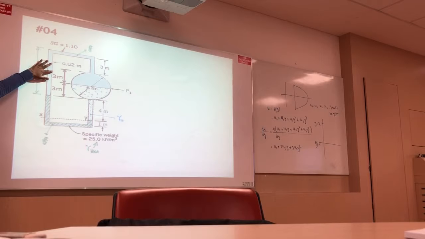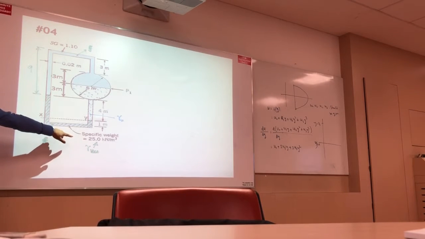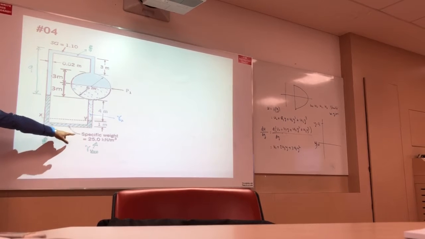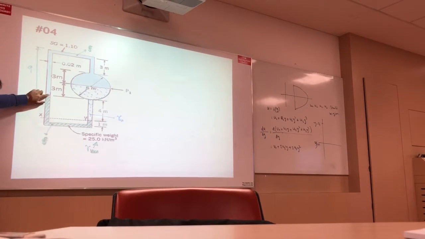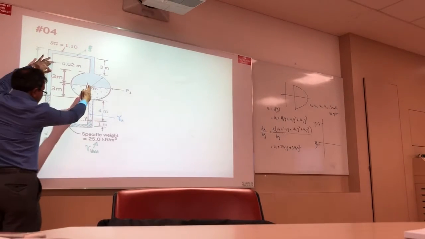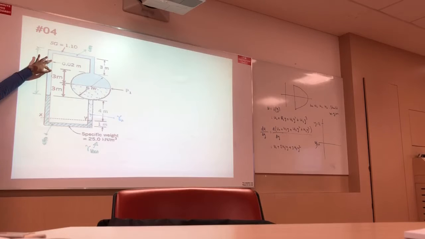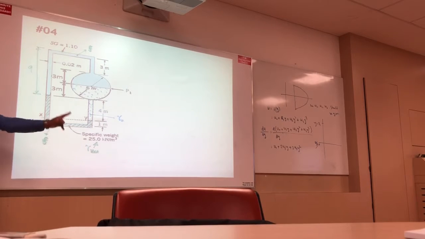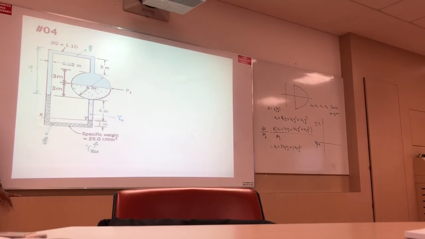For example, this fluid has a specific weight of 25 kilonewton per meter cube. If this position is here, different. In that case you cannot say this pressure and this pressure are the same. Never. Impossible. It should be the same fluid and the same height. Understand? Two together, not one. This is the concept.